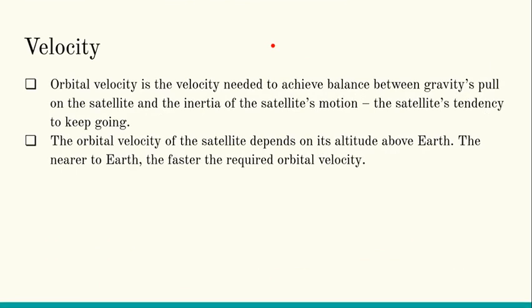Velocity of satellite is the orbital velocity. It is needed to balance the satellite between gravity and the satellite's tendency to move away from the earth, which is nothing but centrifugal force. That balance is achieved by a particular velocity. Orbital velocity depends upon the satellite's height or altitude above the earth. If the satellite is near to earth, it has to move faster to maintain the balance, and if it is farther from earth, it can move slower and can maintain the balance at that speed.